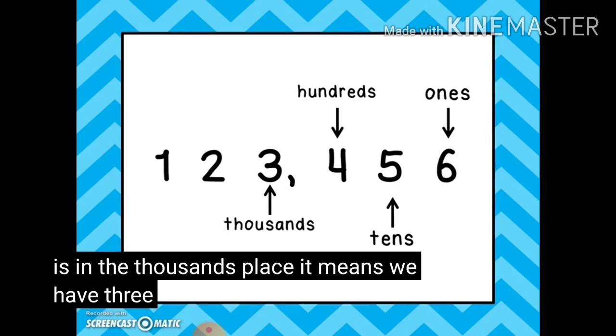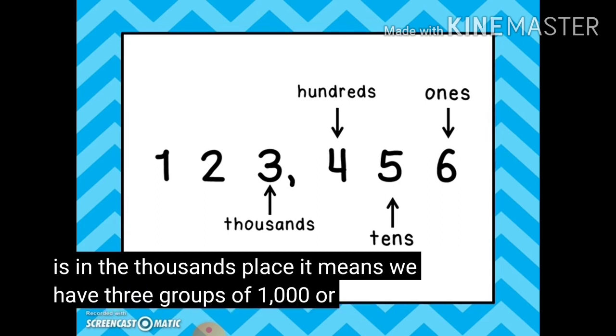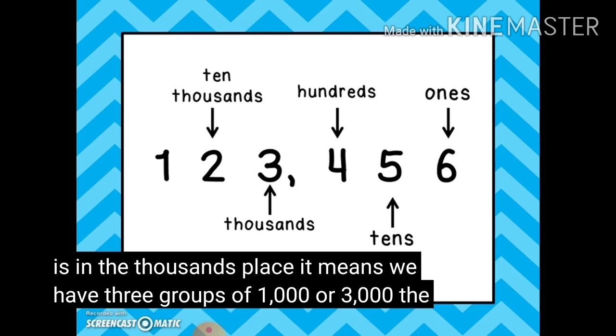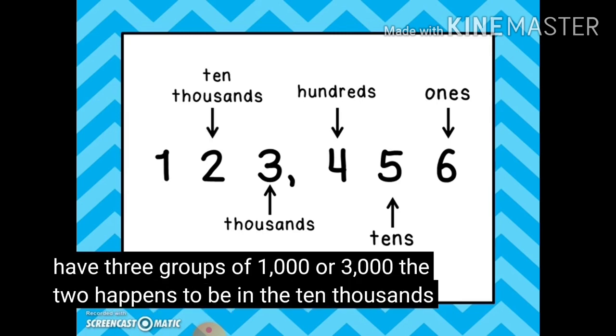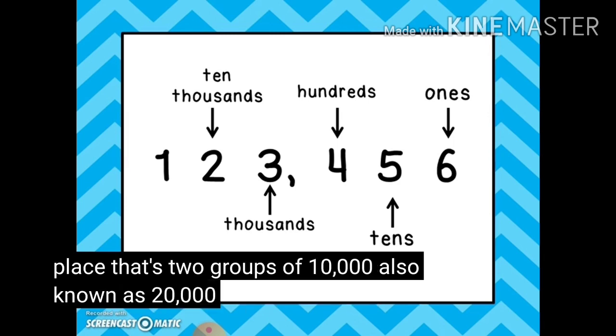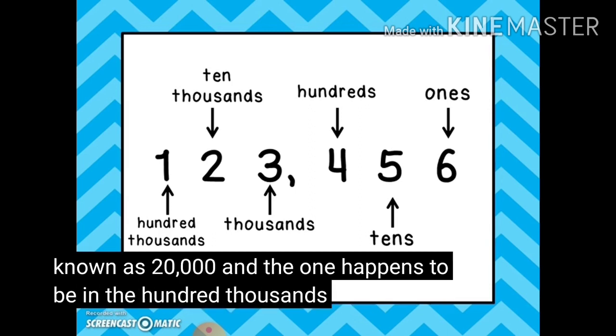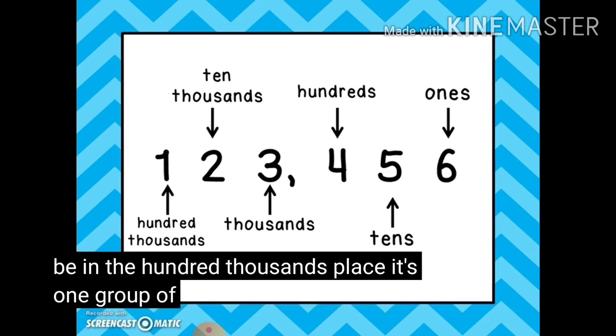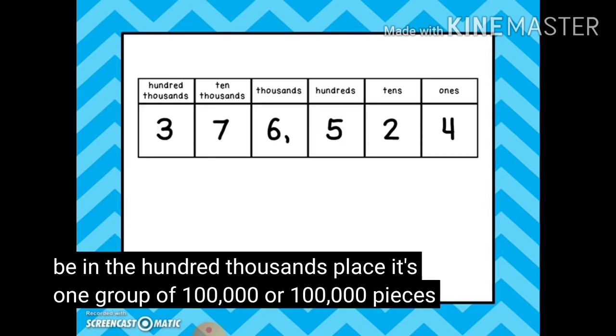It means we have 3 groups of 1,000, or 3,000. The 2 happens to be in the 10,000s place. That's 2 groups of 10,000, also known as 20,000. And the 1 happens to be in the 100,000s place. It's 1 group of 100,000, or 100,000 pieces.